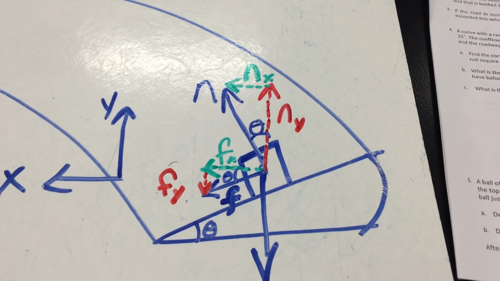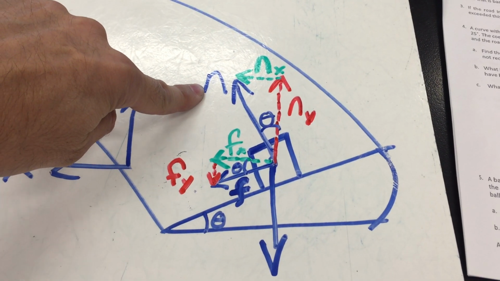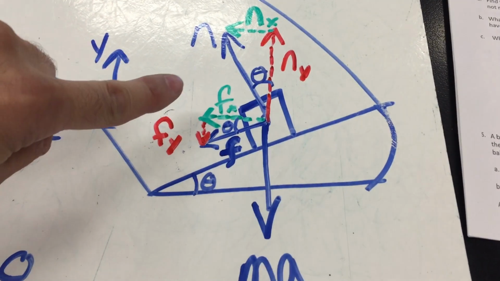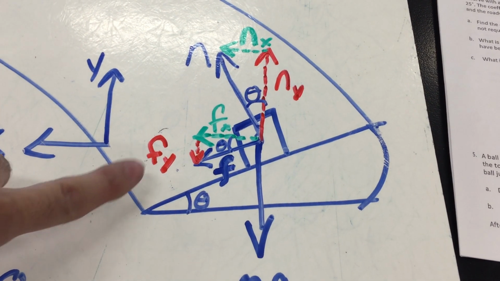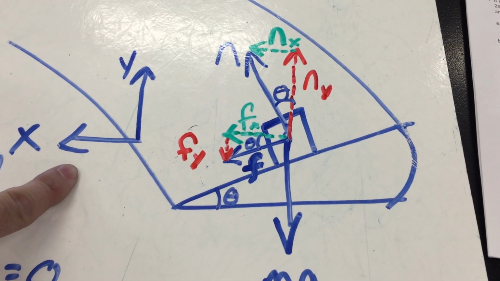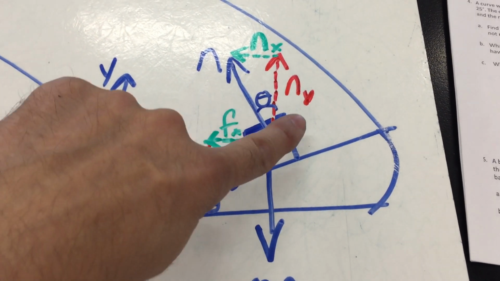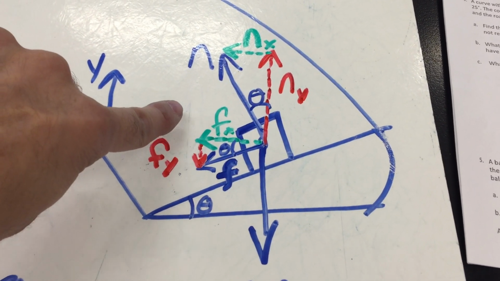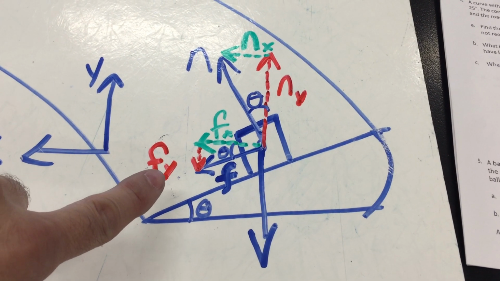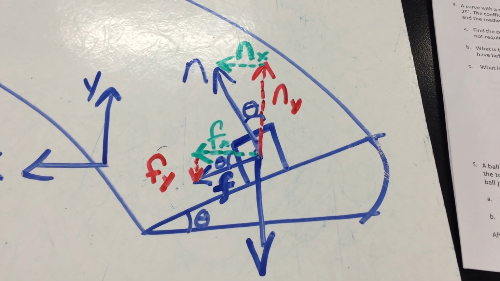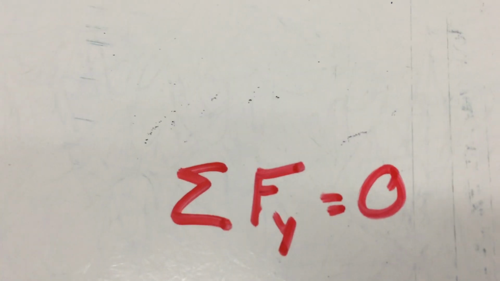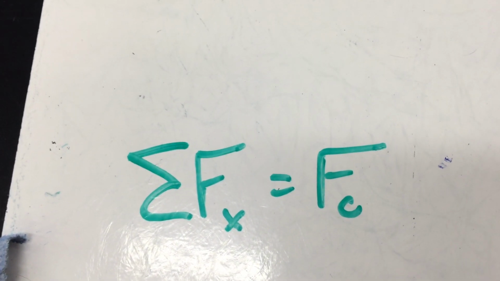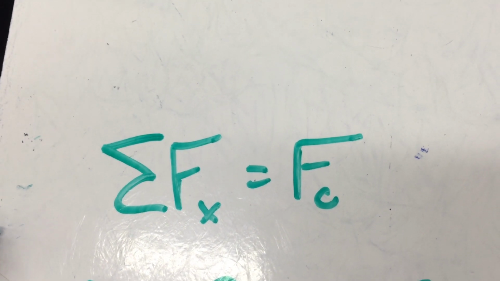So what I've done here is I've drawn our normal force, and I've broken it down to its y component in red and x component in green, and the frictional force would be contributing to the centripetal acceleration. So it would be inward, parallel to the ramp, giving it an x component in green and a y component in red. Now there's two statements that we need to start out with: the net force in the y direction is 0, and the net force in the x direction is our centripetal force.